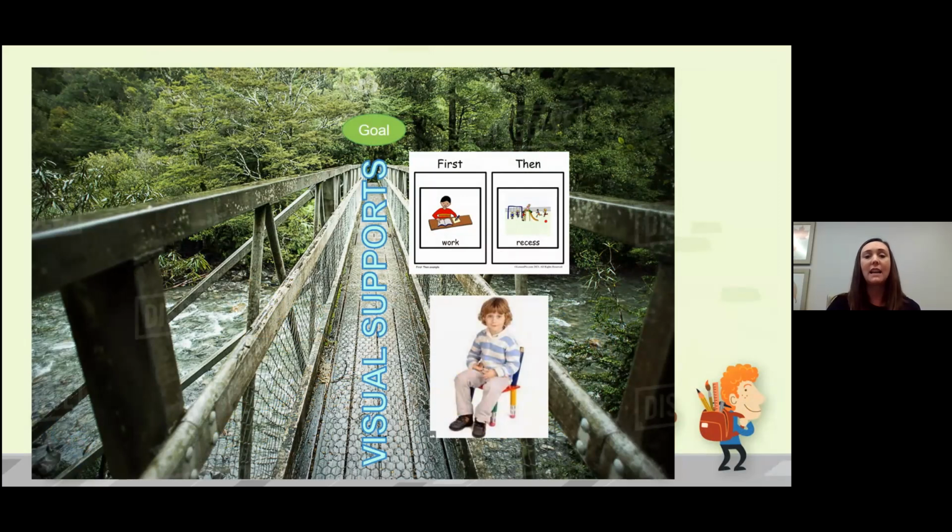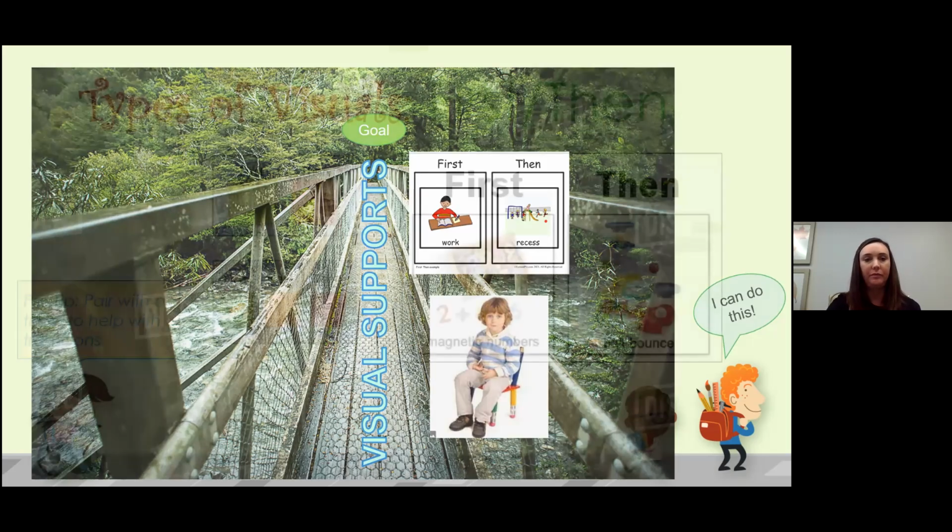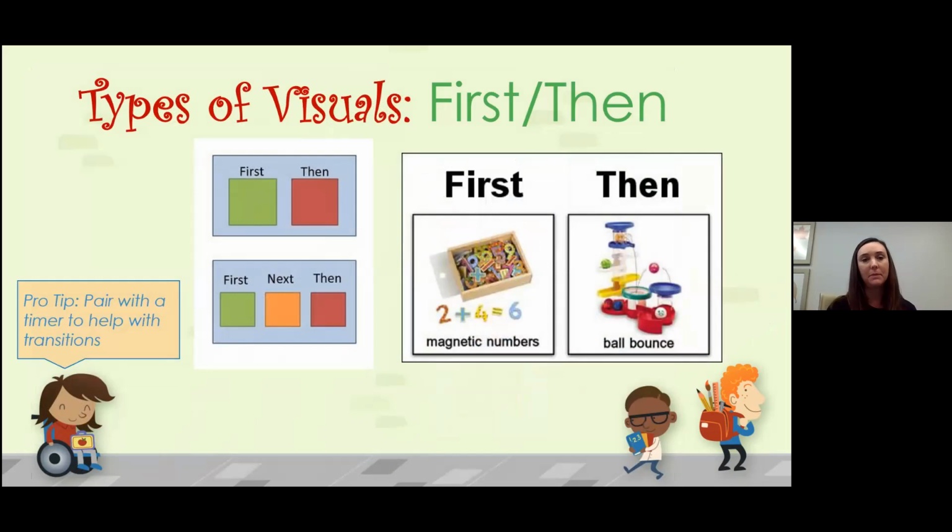So we are still saying, you need to sit in your chair, look at me, first we'll work and then we'll play. But this looks much easier to follow, much more positive, and can give our kiddos a lot of help that they need and help them think, you know what, I can do this, or I'm willing to try anyway. Okay, so let's talk about some types of visuals.